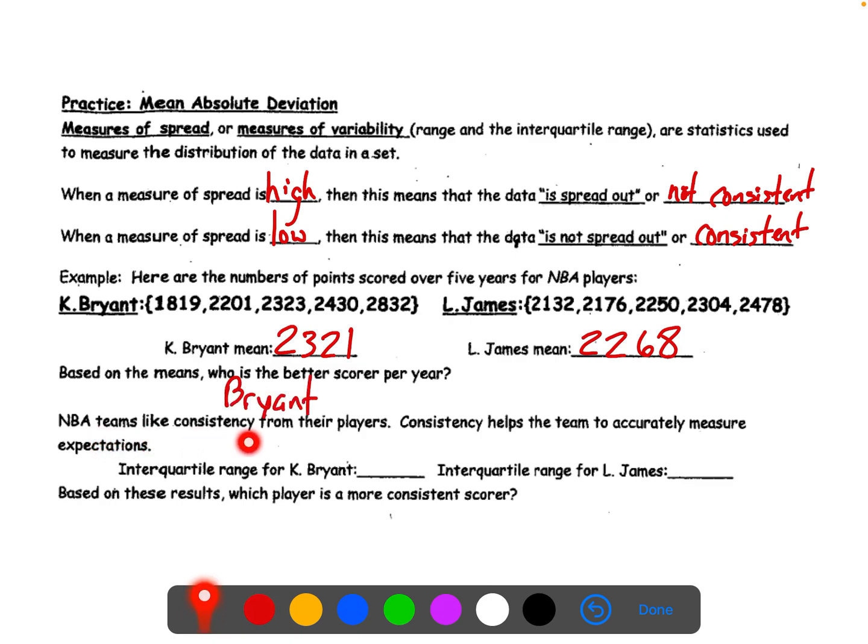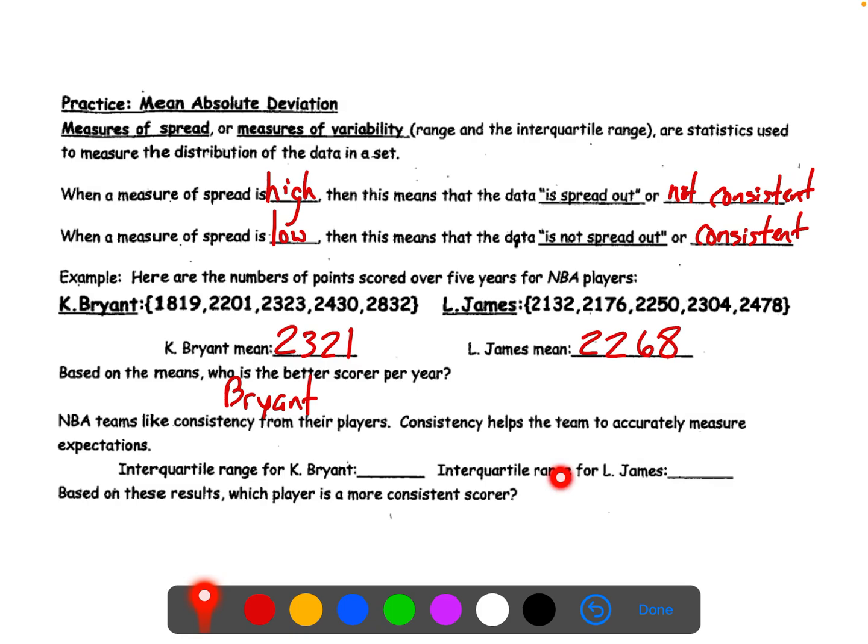But the NBA team likes consistency from their players. Remember, that's a low spread in the data, so we're keeping the numbers pretty consistent over these 5 years. Consistency helps the team to accurately measure expectations. Interquartile range for both of these players is going to help us figure that out.